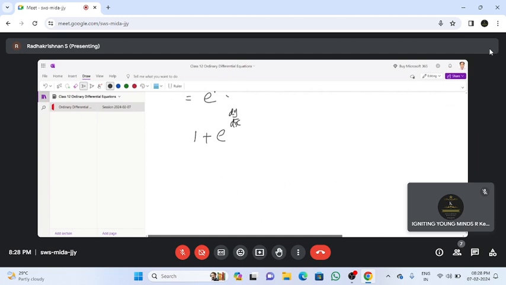Y equal to... So the given equation is y equal to 1 plus e power dy by dx. So what is the order? It is 1. What is the degree? Looks like the degree is undefined.